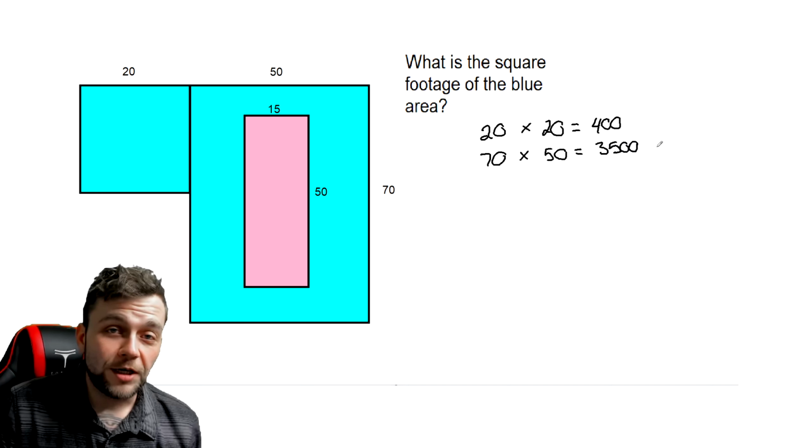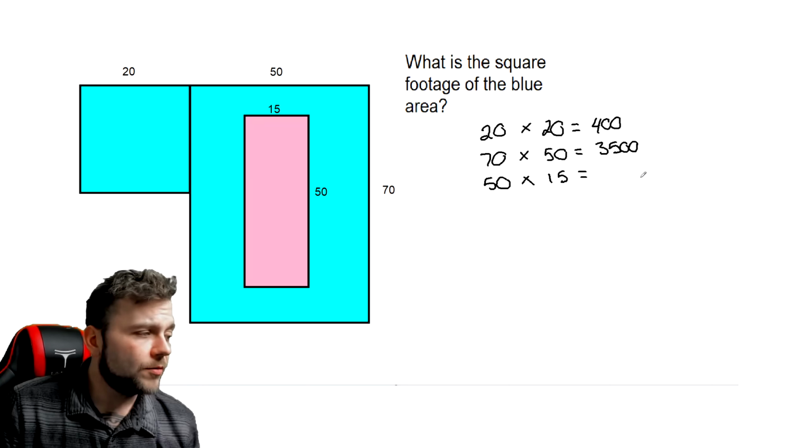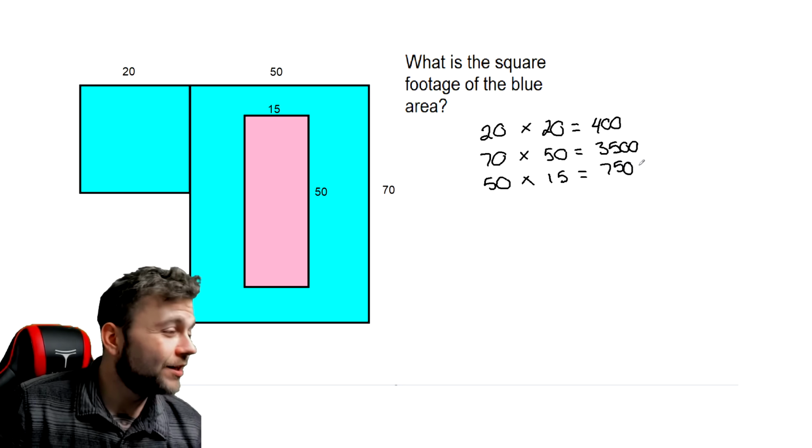Now we want to find the area of the smaller space. So that is 50 times 15, and that would be, what is that? That is 25, so that is 500 plus 250, so that is 750. See, even I can make little tiny mistakes.